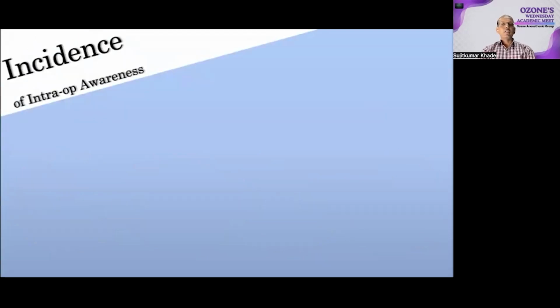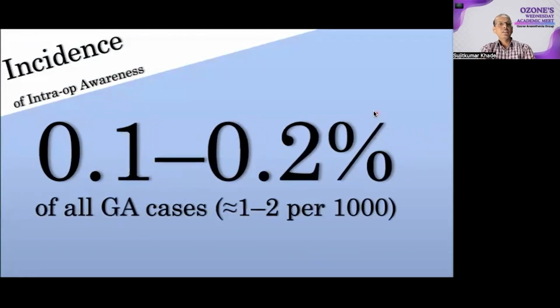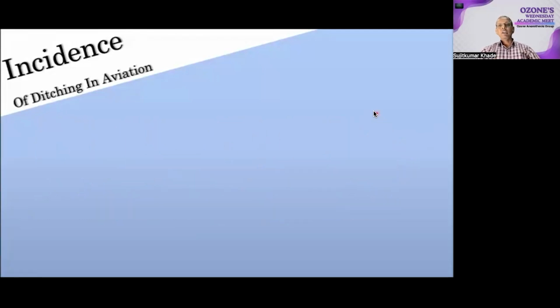Intraoperative awareness with recall refers to intraoperative consciousness in cases in which unconsciousness is expected, and post-operative explicit recall of operative events. The reported incidence is only 0.1 to 0.2% of all general anesthesia cases, which is approximately 1 to 2 per 1,000 general anesthesia cases. It means it is a rare complication, but it can be potentially devastating. Anesthesia is compared with aviation, and we can learn many things about patient safety from aviation. Let's see one example which can correlate with the rareness of intraoperative awareness, which is ditching in aviation.